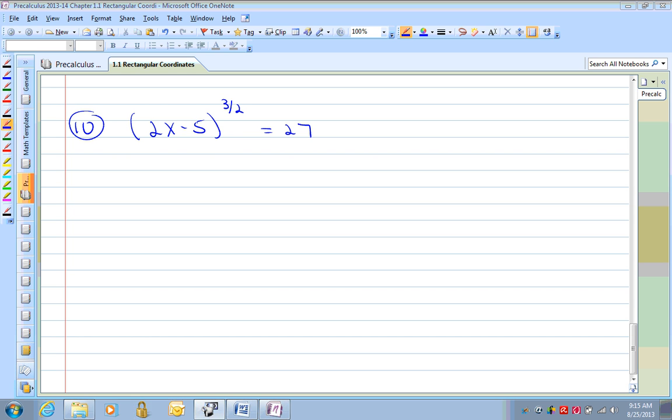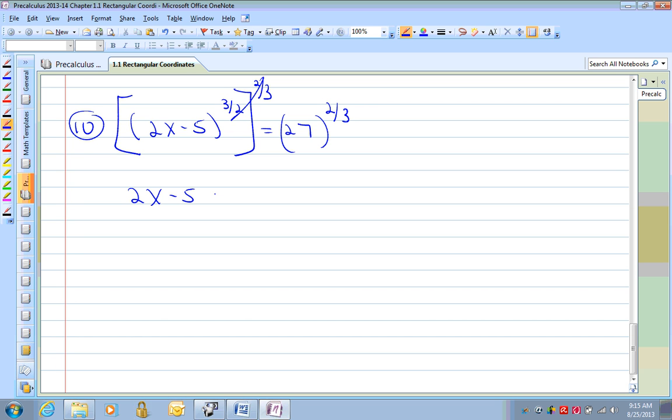So we're going to clear it out on the left. And one of the properties of our exponents, if you raise a power to a power, you multiply. So I can take this entire thing and raise it to a power. I'm going to raise it to its reciprocal, because when I raise it to its reciprocal and I multiply, it'll become 1. And anything to the first power is itself. So I basically clear that out. I also have to go on the other side and also raise it to that same power. So when I do, these cancel each other out and become 1. Therefore, I'm left with just 2x minus 5 equals 27 to the 2/3 power.